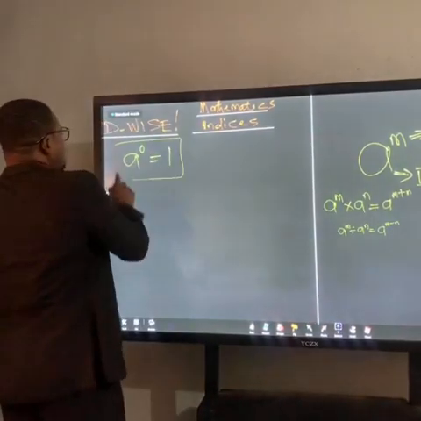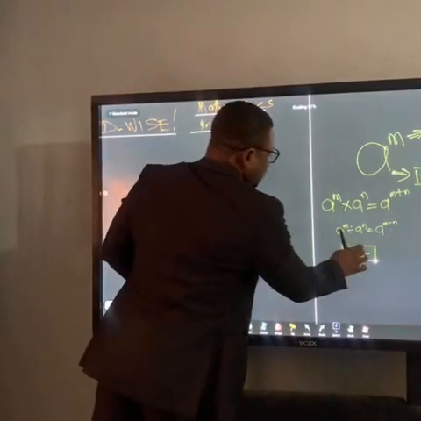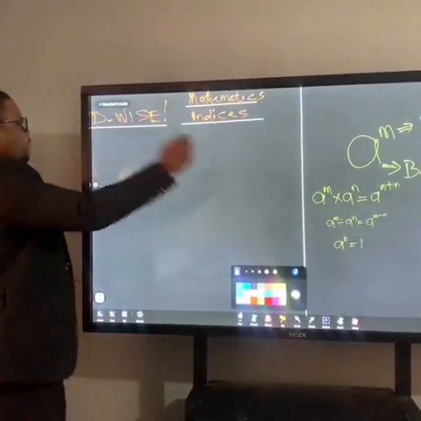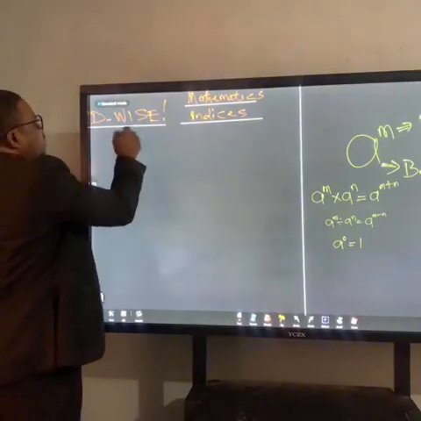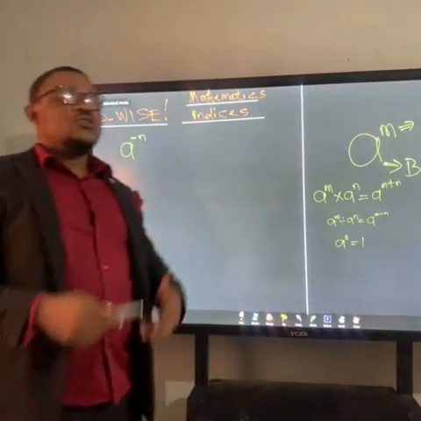Let me take this out. Alright. Now the third is done. Let's go to the fourth. For the fourth, I have a raised to the power of negative n. Anytime you have a negative power, you just simply reciprocate.